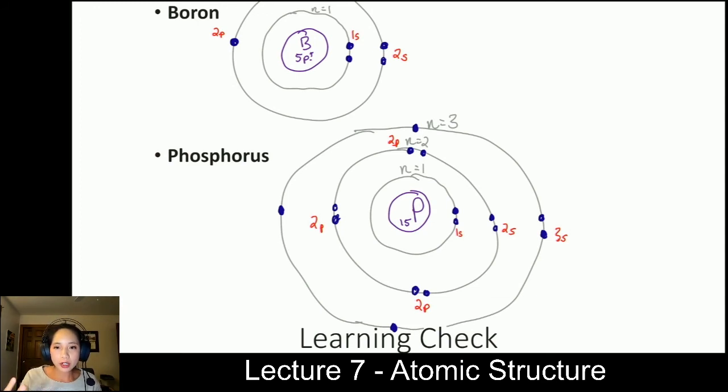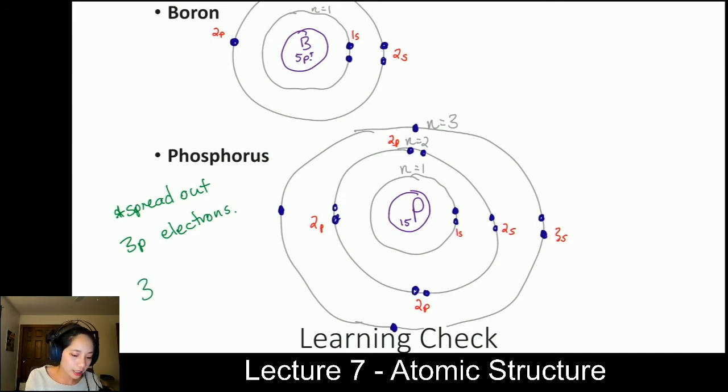So I want to reiterate with this phosphorus example that we spread out those 3p electrons within that subshell. So in this example of phosphorus, there are 3 unpaired electrons. That's super important to know, that you must spread out electrons within a subshell before you start filling up all the orbitals with oppositely spinning electrons. And every time I draw 2 of these paired electrons, know that one is spinning up and the other is spinning down.